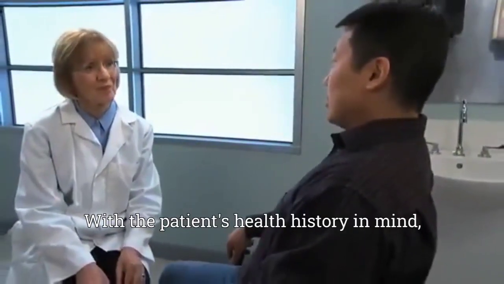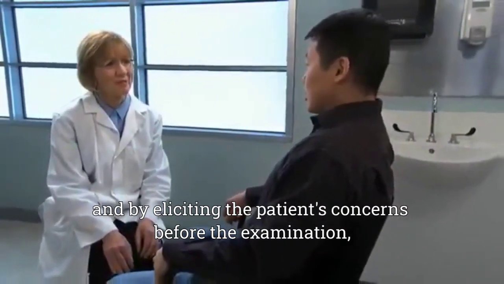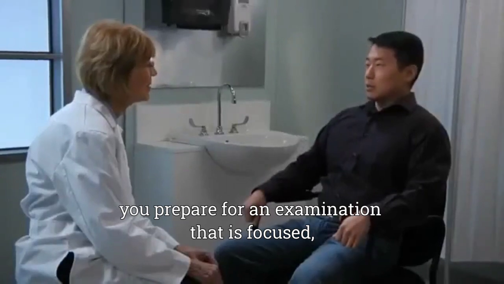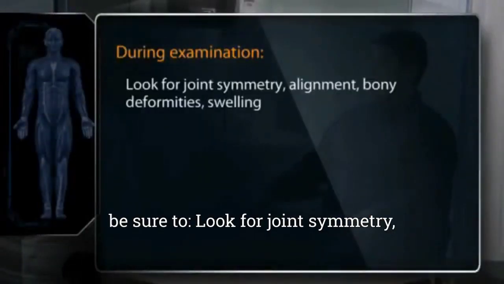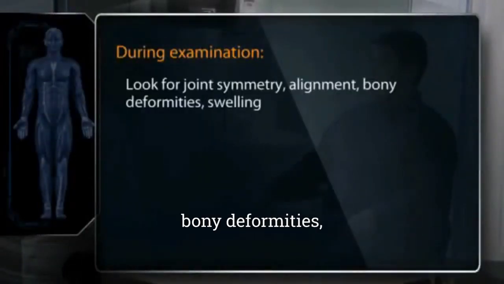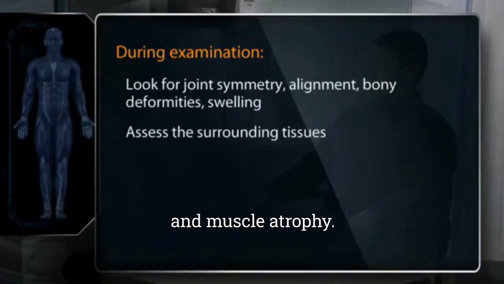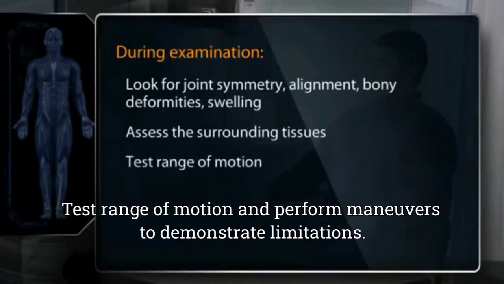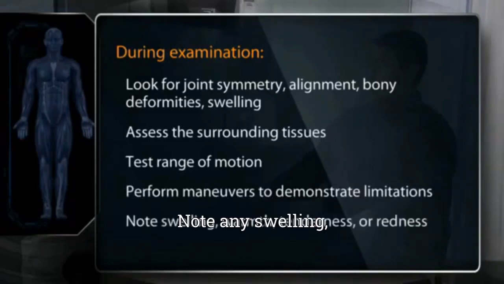With the patient's health history in mind, and by eliciting the patient's concerns before the examination, you prepare for an examination that is focused, efficient, and productive. As you examine each joint, be sure to look for joint symmetry, alignment, bony deformities, and swelling. Assess the surrounding tissues, noting skin changes, subcutaneous nodules, and muscle atrophy. Test range of motion and perform maneuvers to demonstrate limitations. Note any swelling, warmth, tenderness, or redness.